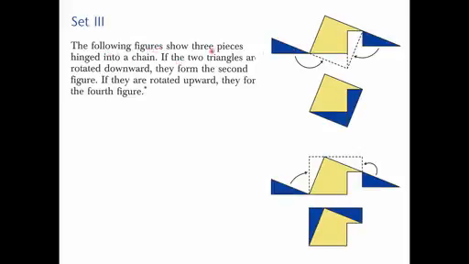Finally, set 3 is sticky credit. 3 pieces hinged into a chain. So we've got 2 blue ones and then this yellow shape here, hinged in a chain. If you rotate these 2 downward, we get this square. If you rotate them upward, going back here, rotate them upward, we get this shape. Hint. What do the 2 arrangements of the 3 pieces illustrate? See if you can explain that for some sticky credit. It's kind of clever. So we've got this shape, and then we have this shape.